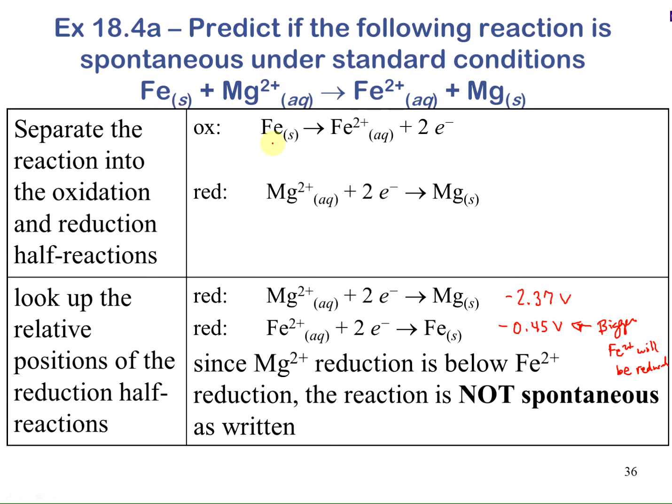For the oxidation reaction of the iron going to iron 2+, remember that's the opposite sign of this here, so the oxidation potential is 0.45. And the reduction potential for the magnesium is minus 2.37. When I add those two up to get the E cell, I get a value of negative 1.92 volts. Because this has a negative sign, that means it's not spontaneous.